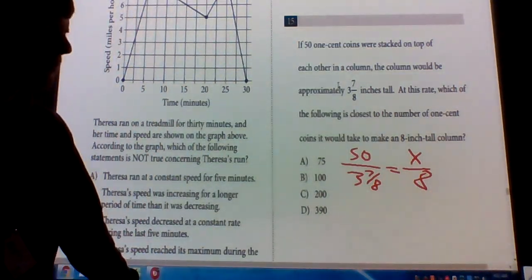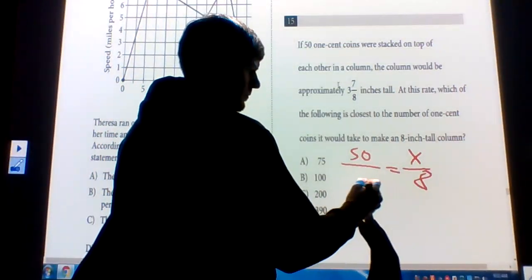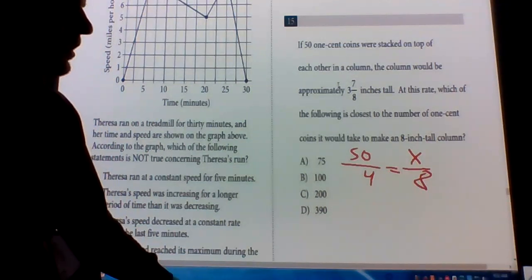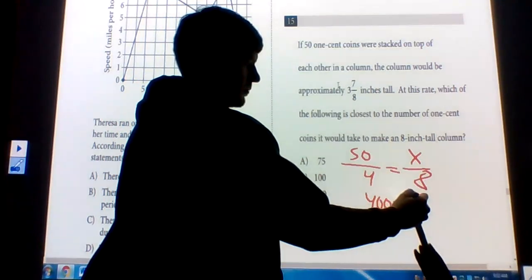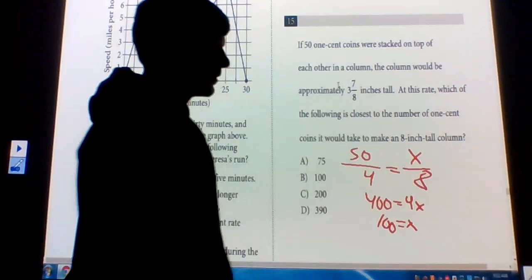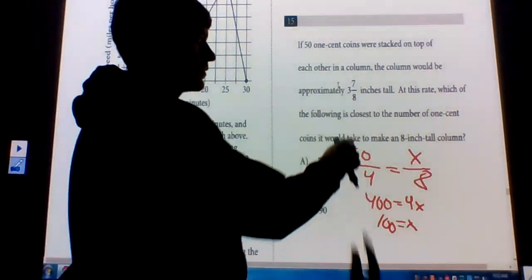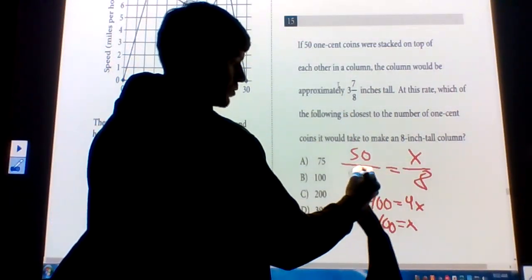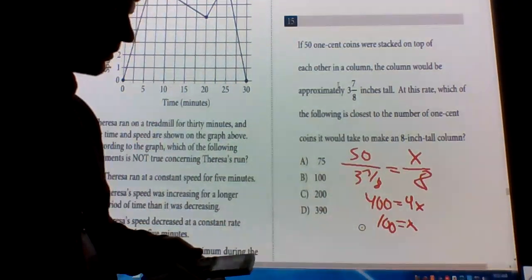Okay, it says approximately. 3 7/8 is approximately 4. So cross multiply, 400 equals 4x. X is going to be 100. Okay, you could find the exact number. You just would have to put it in. Menu 3, 1. Remember, this is 3 plus 7/8.